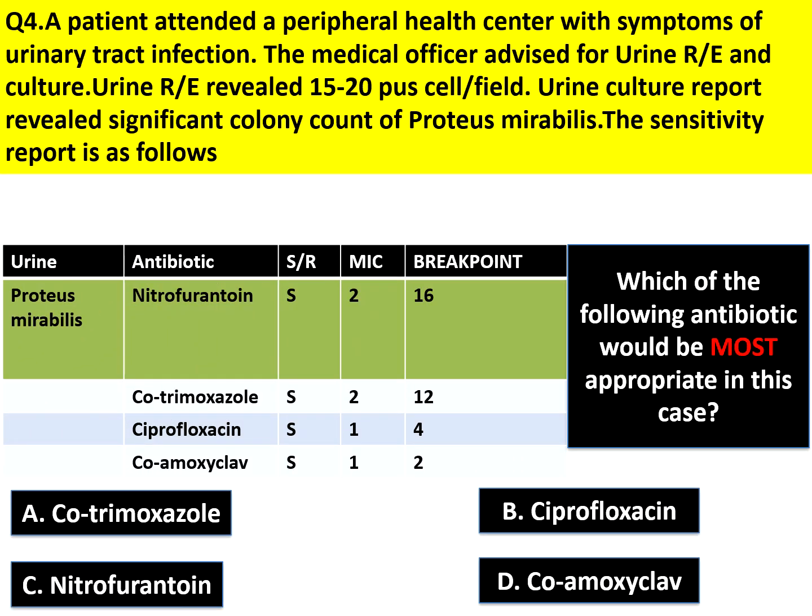Question 4. A patient attended a peripheral health center with symptoms of urinary tract infection. The medical officer advised urine RE and culture. Urine RE revealed 15 to 20 pus cells per field, and urine culture report revealed significant E. coli and significant colony count of Proteus mirabilis. The sensitivity report is as follows. The isolated organism is Proteus mirabilis. The antibiotics which are sensitive are nitrofurantoin, cotrimoxazole, ciprofloxacin, and coamoxiclav with the given MIC and breakpoint. So, which of the following antibiotics would be most appropriate in this case?